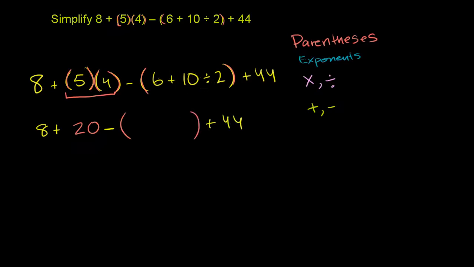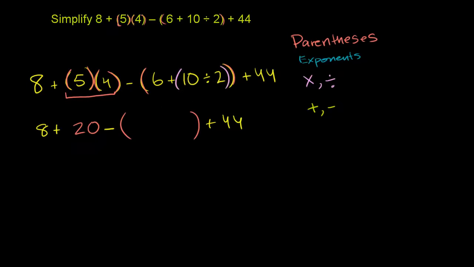So what does this thing inside the parentheses evaluate to? Well, you might be tempted to say, let me just go left to right: 6 plus 10 is 16, and then divide by 2, and you would get 8. But remember, order of operations. Division takes priority over addition, so you actually want to do the division first. We could write it like this: you could imagine putting some more parentheses right here, in that same purple, to really emphasize that you're going to do the division first. So 10 divided by 2 is 5.